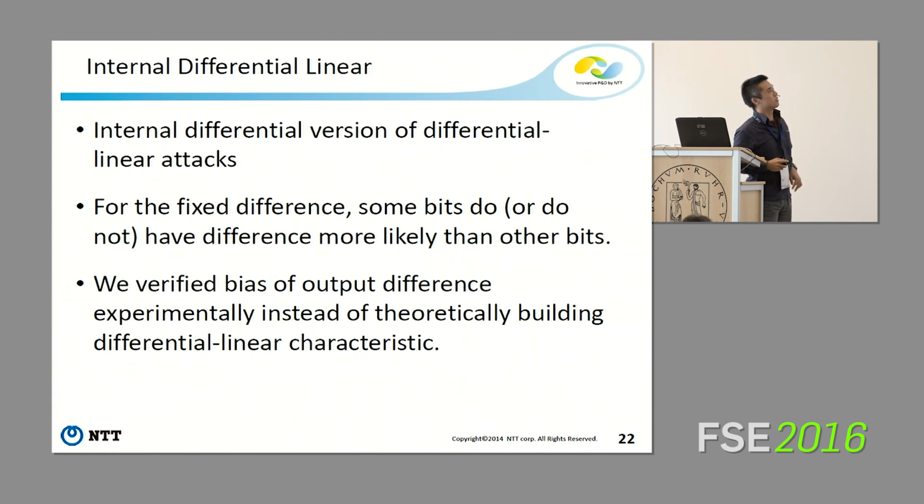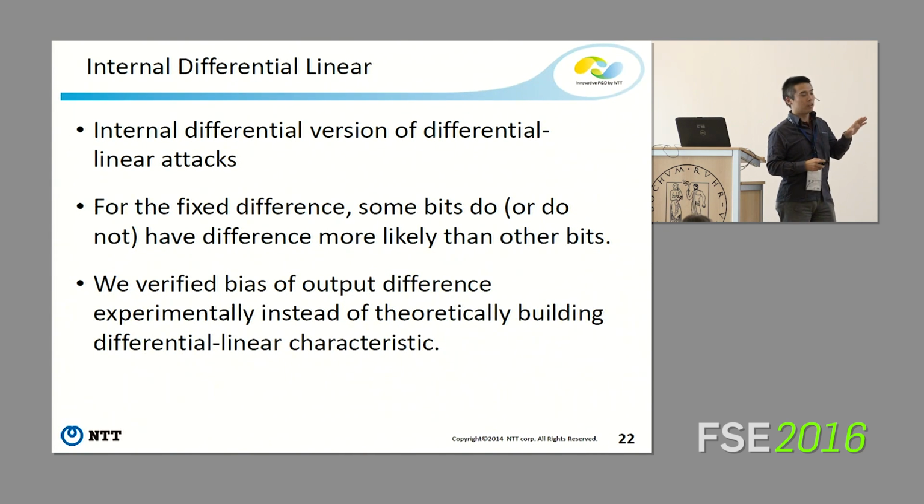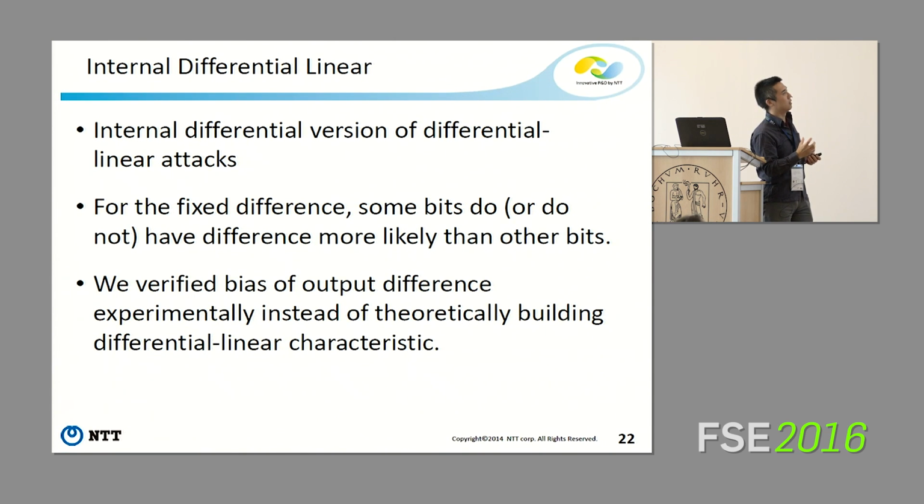And the last one is internal differential linear attack. This is the internal differential version of differential linear attack. The idea is the input difference is fixed. For the fixed difference, some bits are more likely to have a difference than other bits, or are more likely not to have a difference. So we want to exploit this bias. Usually the differential linear attack constructs some characteristic, but in this research, we verified the bias of the output difference experimentally instead of theoretically building a characteristic.